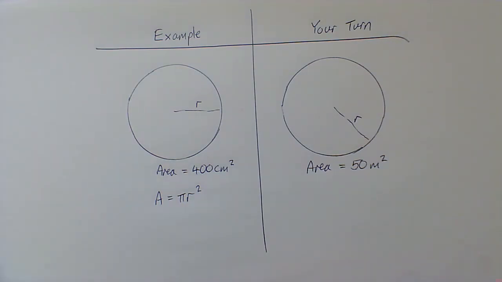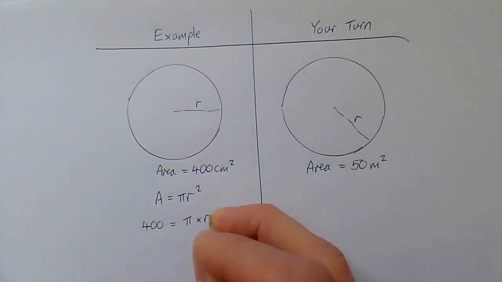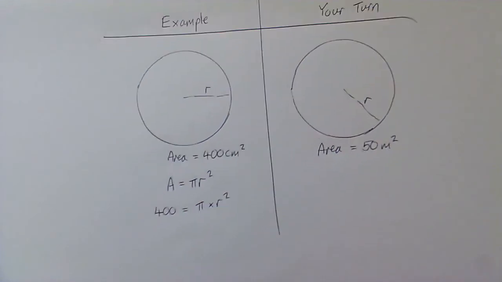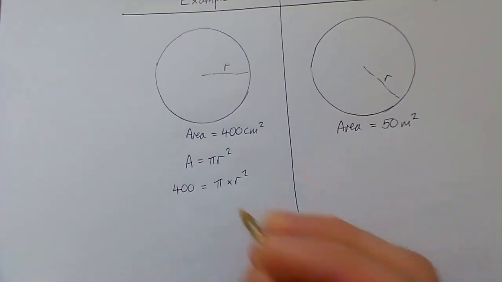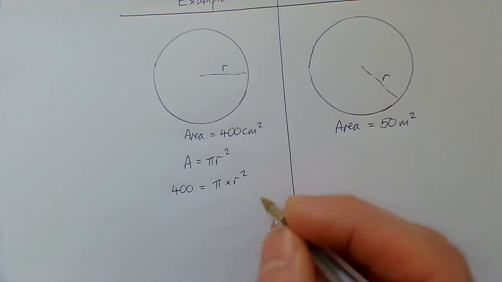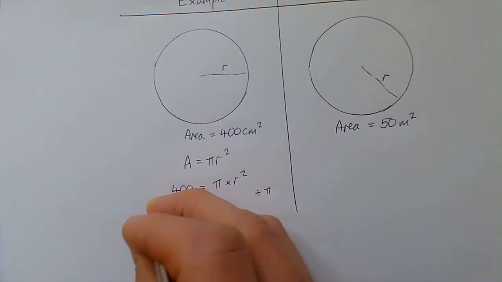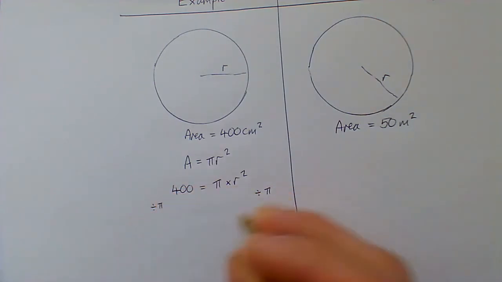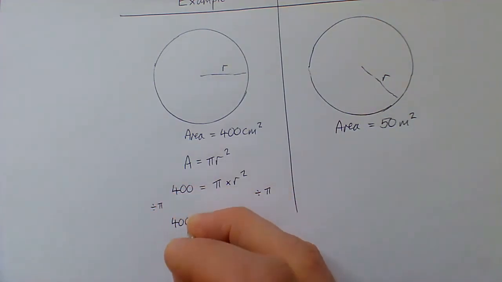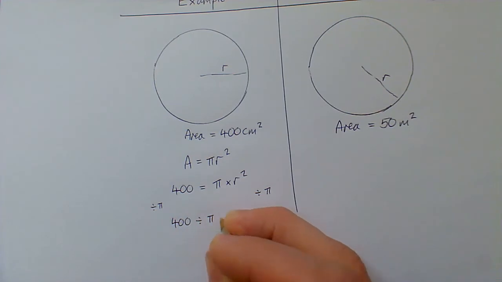Write down the formula, put in the numbers that we do know. So we're putting in 400 equals pi times r squared, and then we are solving from there. The only thing we don't know here is the r, so we should be able to solve this. Now to solve this, we're going to divide both sides by pi. So we get 400 divided by pi equals r squared.